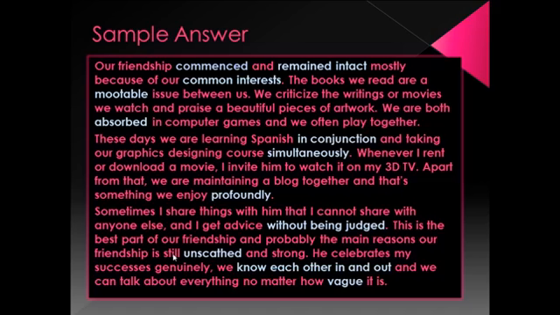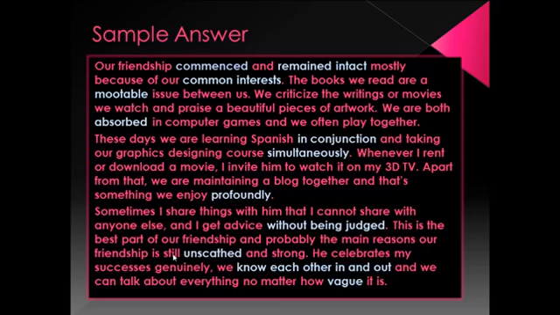We are both absorbed in computer games. That means they like playing computer games a lot. So absorbed, जब हम किसी चीज में absorbed होते हैं, that means we love to do that thing. We like it the most, and we try spending more time in that. We love spending more time in that activity. So we are both absorbed in computer games and we often play together. All right. So they are also playing together.